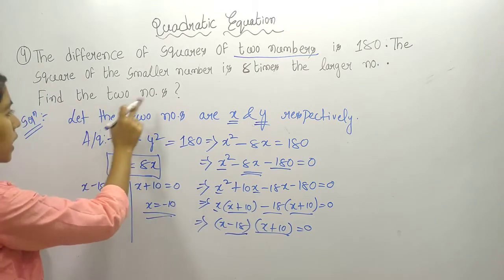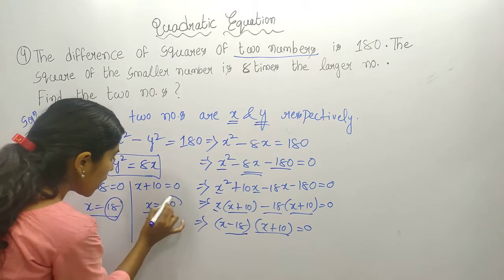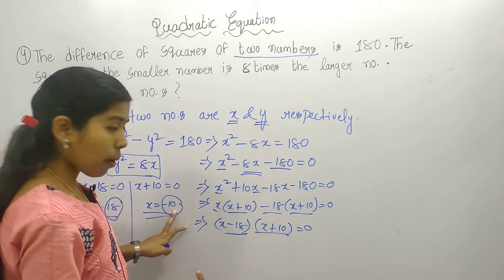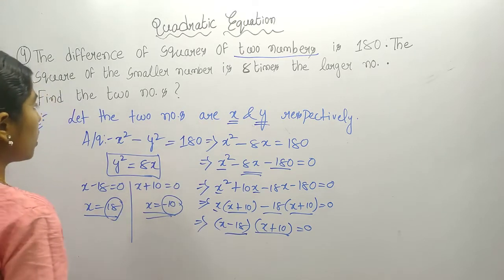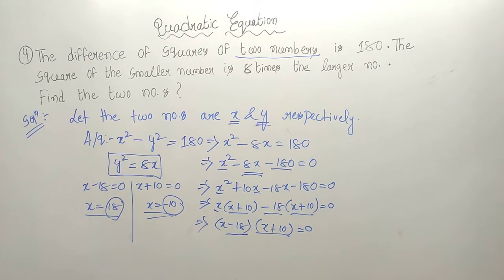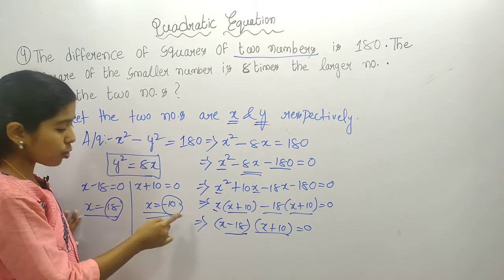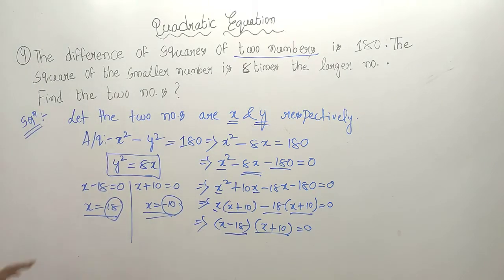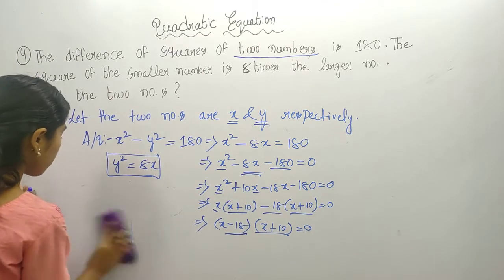So find the two numbers. You see, here plus 18 came, here minus 10 came. What I told you is that you can't take a number which is in negative form. So our answer is plus 18. It is in negative form, so we can't take minus 10. So x equals plus 18. Next we have to find the two numbers now. So here you see what we took.